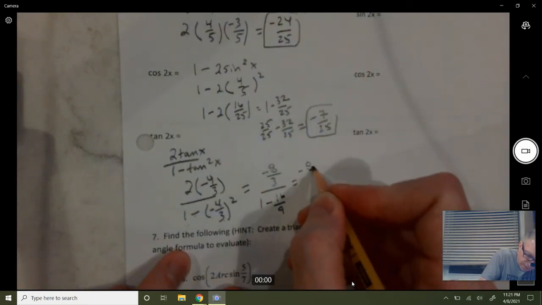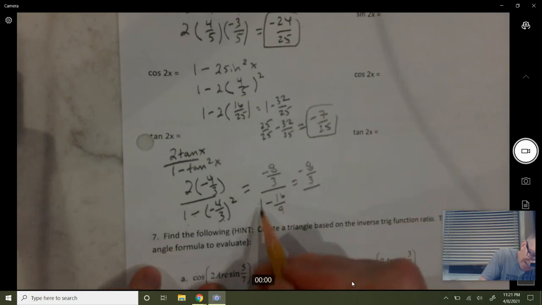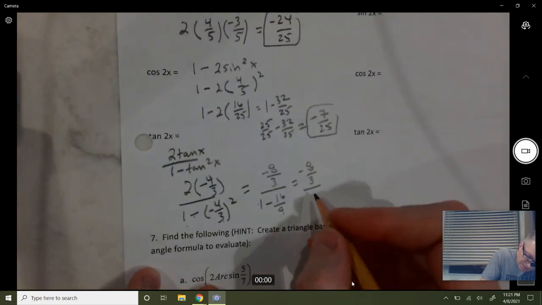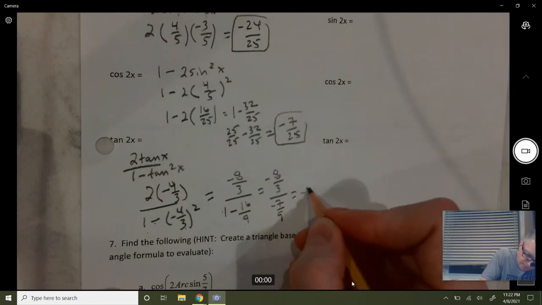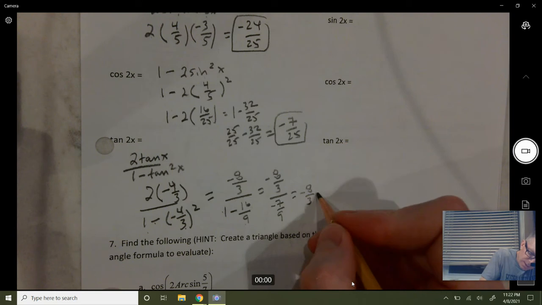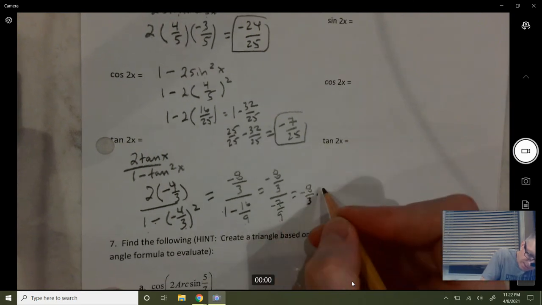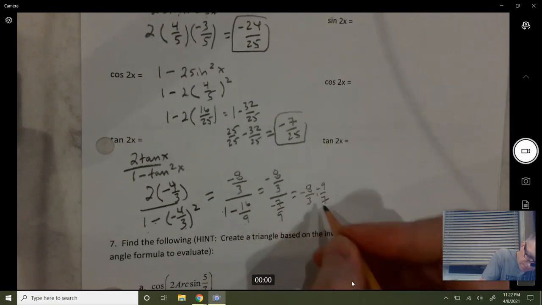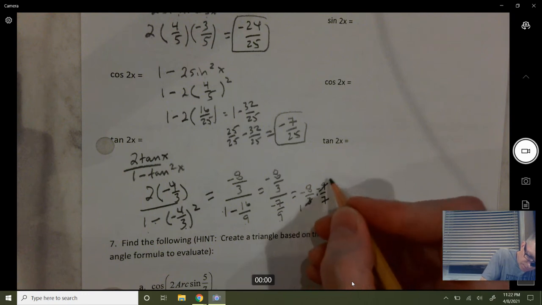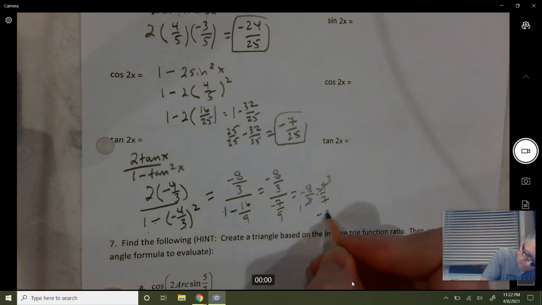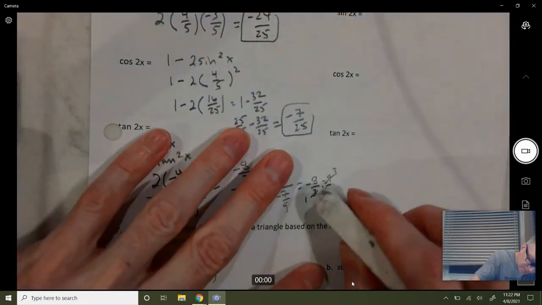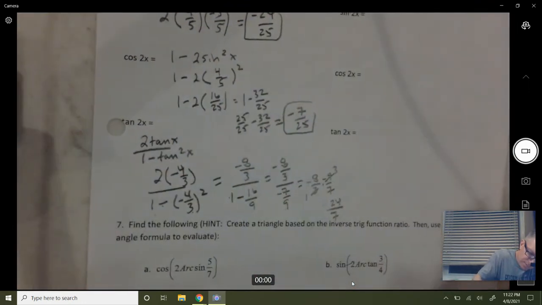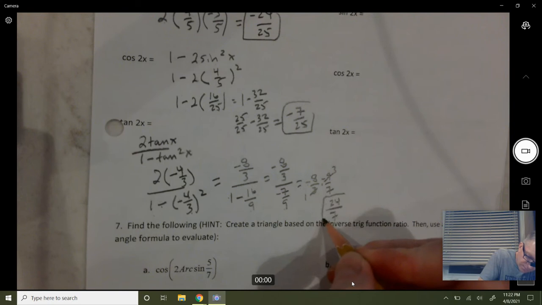Okay, so negative 8 over 3. That's 9 over 9 minus 16 over 9, which is negative 7 over 9. Okay, so you get negative 8 thirds times negative 9 sevenths. These can reduce to a 1 and a 3, and you get negative 24 over 7. Actually, I think that's positive because it's negative times a negative. So 24 over 7.